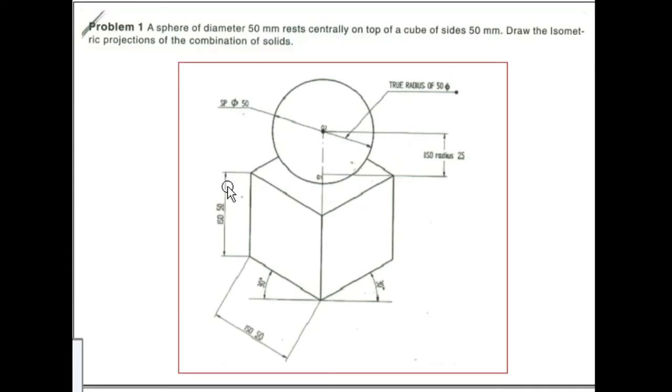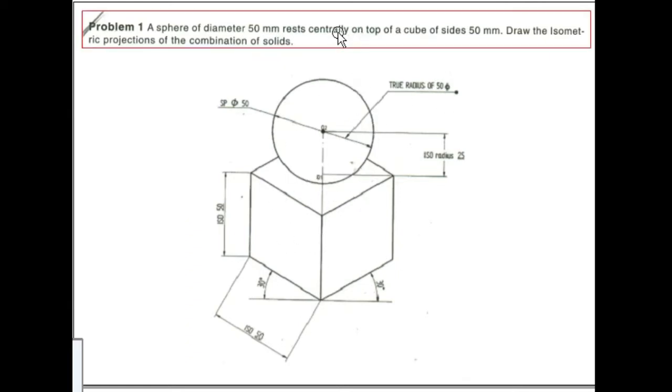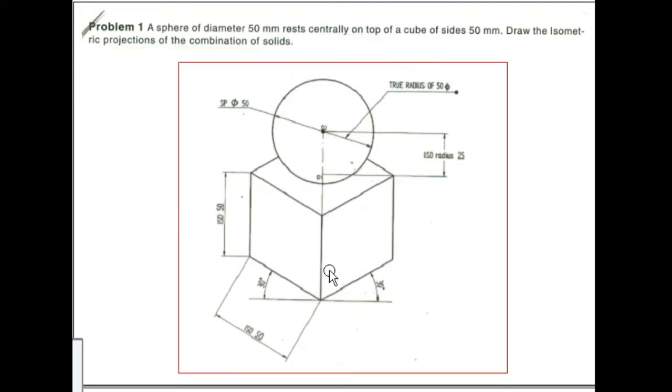The first step is to identify the bottom solid. Here, the cube is the bottom part, and on the cube a sphere is placed. It is placed centrally on top of the cube, right? To represent this in isometric view, the first step is to draw a horizontal line, and for the length as well as the depth we have to draw lines at an angle of 30 degrees. The 30 degree representation is a must.